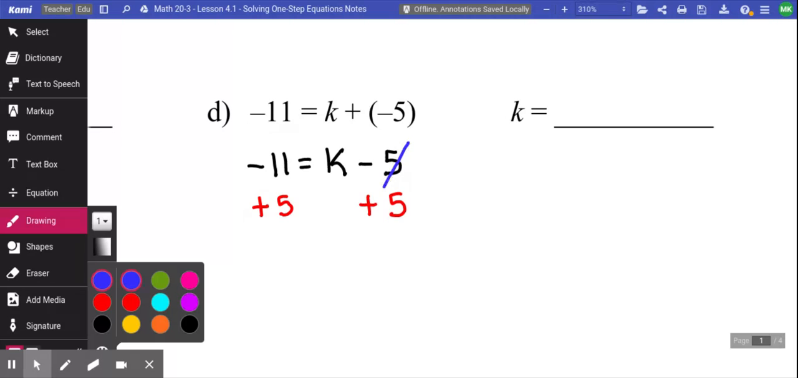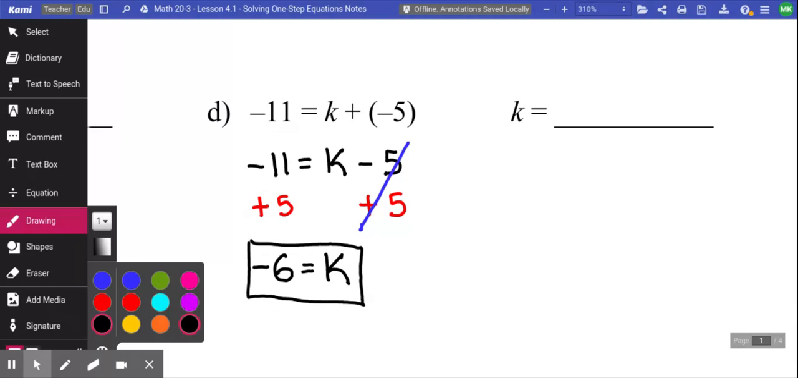So these 5s will cancel each other out. I now have negative 11 plus 5 is negative 6. And I still have k on the right side. So my answer is k equals negative 6.